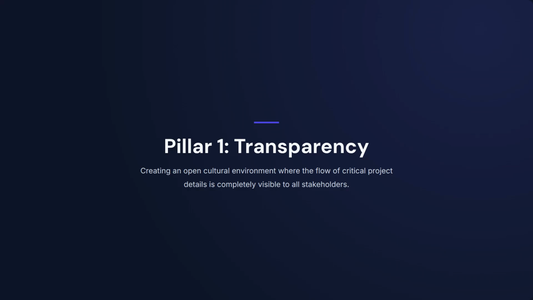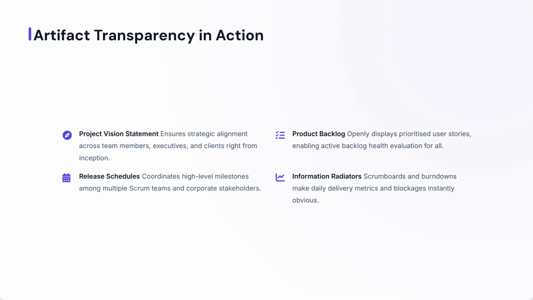Let's unpack pillar number 1, transparency. In a traditional setup, status reports can sometimes mask delays, but in Scrum, transparency demands that all aspects of the process are visible to everyone involved. This creates a high trust, open culture where we deal with facts rather than assumptions. So, no hiding of risk allowed. How do we actually achieve this transparency? Through our artifacts and radiators.